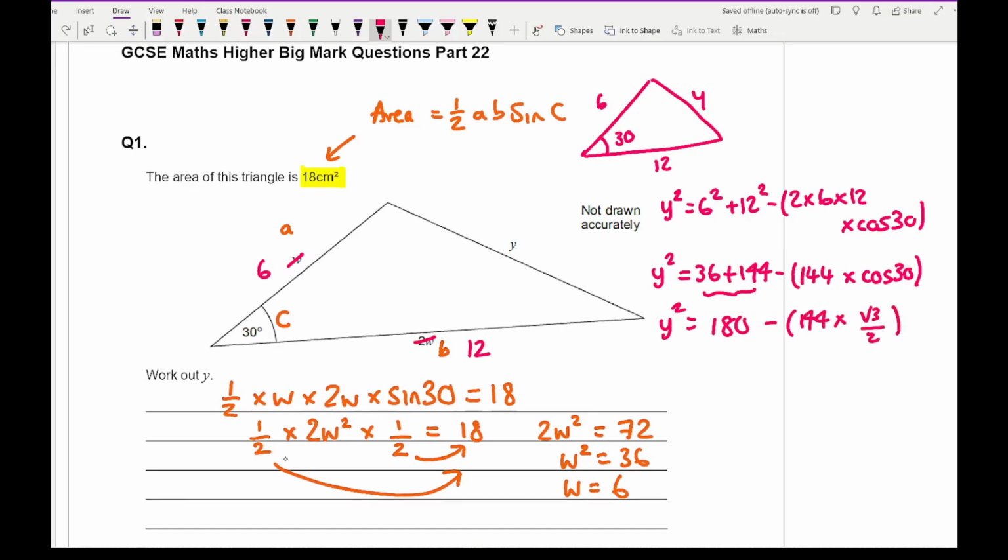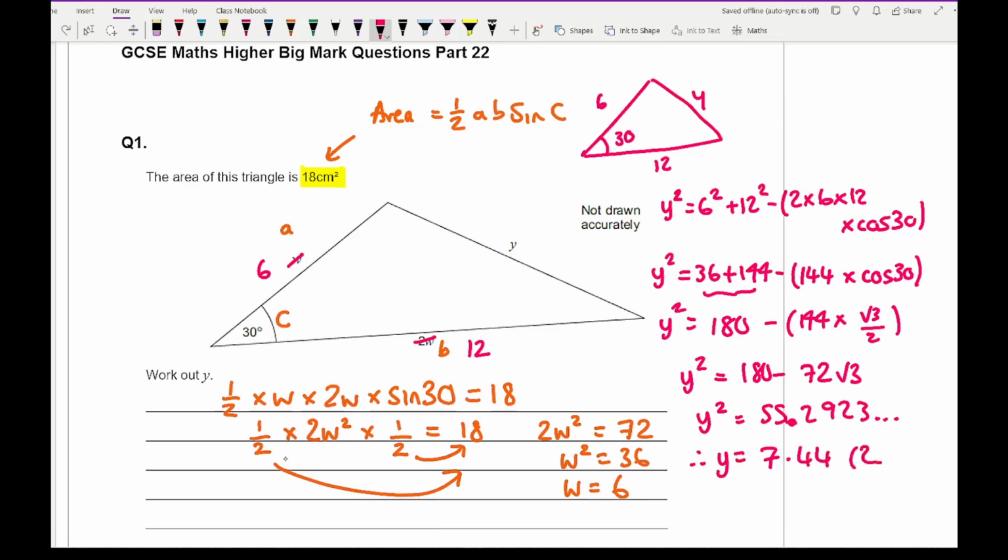Now at this stage I've probably assumed that this is going to be on a calculator paper, even though we've got exact values of trig ratios here. So I've got y squared is going to equal 180 minus 72 root 3, and then I'm just going to type that all into my calculator. So I've got 55.2923. Let's make that decimal point a little bit clearer. And so therefore y is going to equal the square root of that number, which is 7.44, and that's to 2 decimal places.